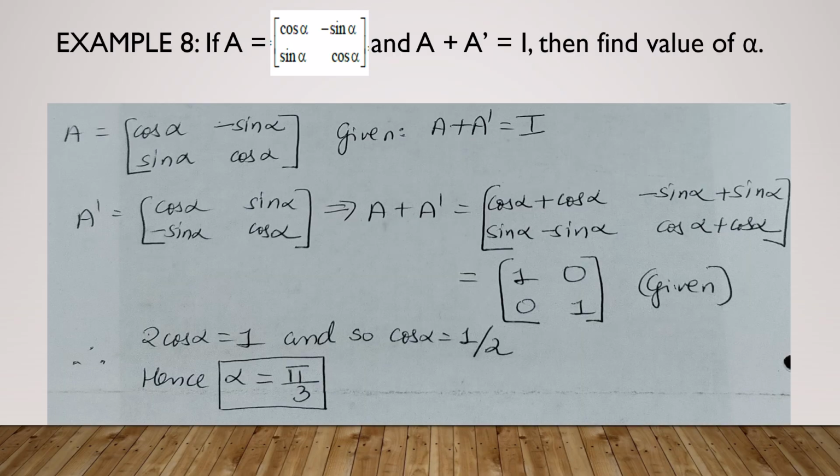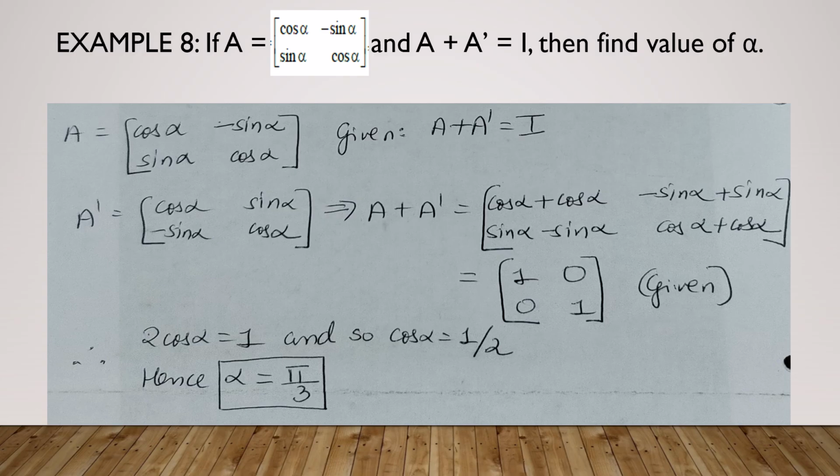Example 8. If matrix A is given by the elements cos alpha, minus sin alpha, sin alpha, cos alpha, and it is also given that A plus A transpose is equal to the identity matrix, you have to find the value of alpha. So first thing is A transpose. How do you get it? By interchanging the rows and columns. The first column, cos alpha sin alpha, will become the first row, and the second column, minus sin alpha cos alpha, will become the second row.